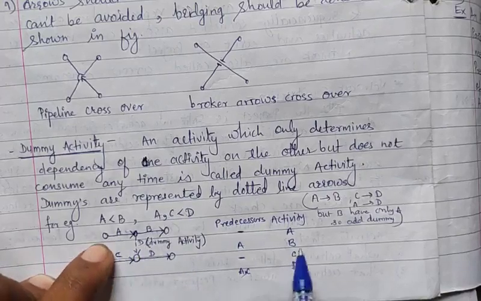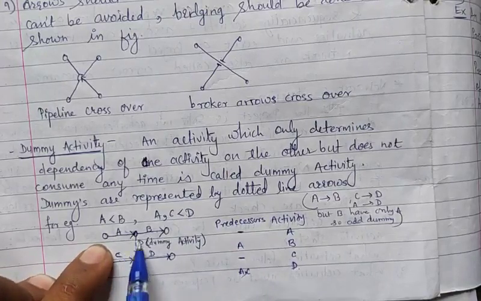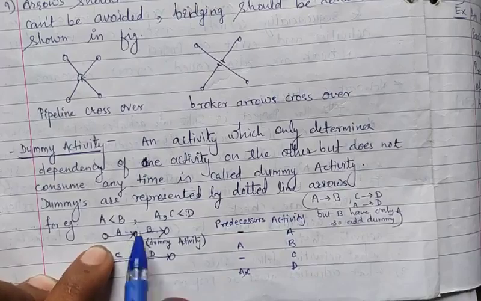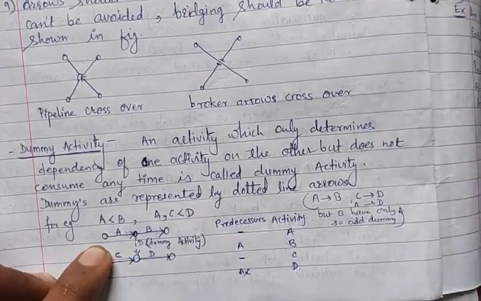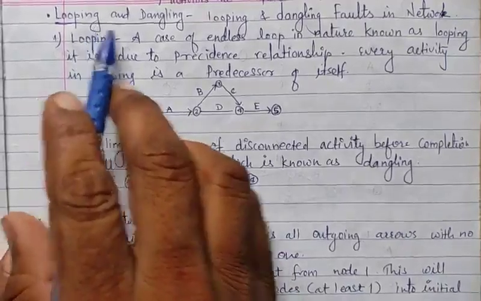Now we want to make A goes to D. So here A goes to D. So there is space, so we make here a dotted line. So this is called a dotted dummy activity. Now next is looping and dangling.